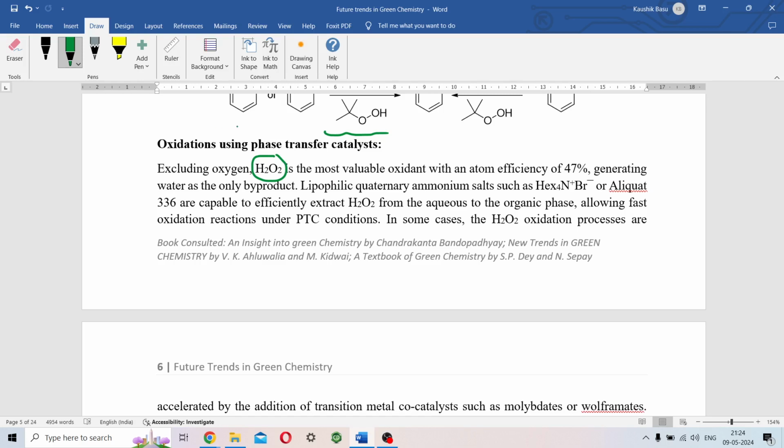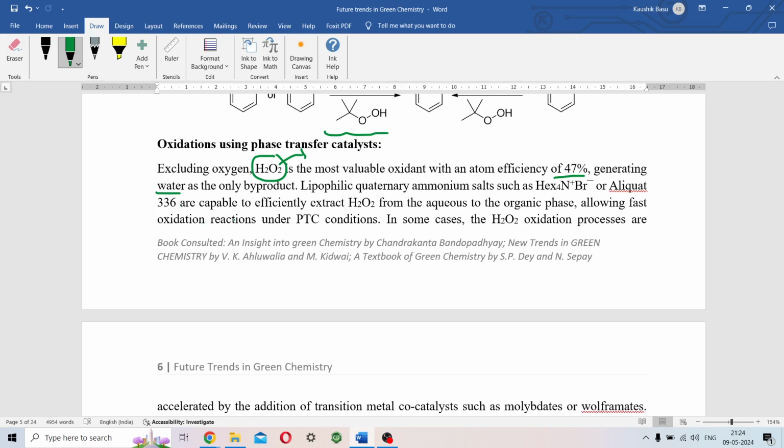This is a very valuable oxidizing agent with an atom efficiency of 47%. Think carefully: when you are oxidizing with H2O2, it is delivering one oxygen to your substance that is going to be oxidized, and itself is getting converted into H2O. So it's almost 50% of the atom mass that is being transferred. That is why the atom efficiency is 47%. And more importantly, as a byproduct of this oxidation, you are going to generate only water.